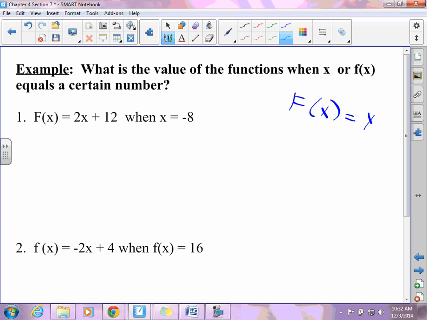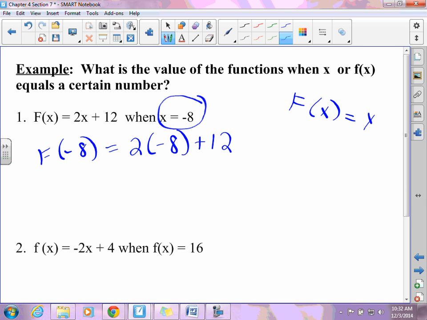Now, with the f of x, you'll notice that x equals -8. So whenever you see the x, you're going to put in -8. So it looks like this. F of -8 equals 2 times -8 plus 12. And then you're going to go ahead and solve it. So 2 times -8 is -16 plus 12. This ends up being -4. And you're done. That's it. It's super easy. But what kids will do is they won't put in -8 for the x. They'll do something else, and I'll show you later.